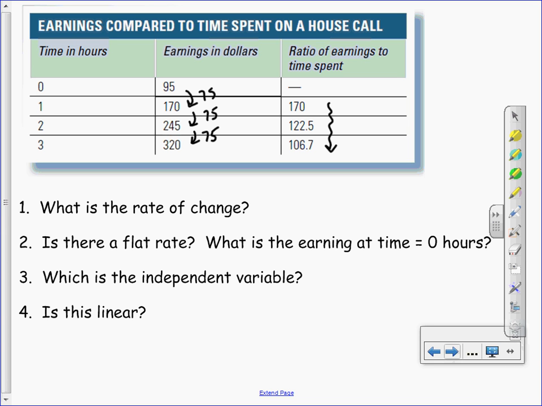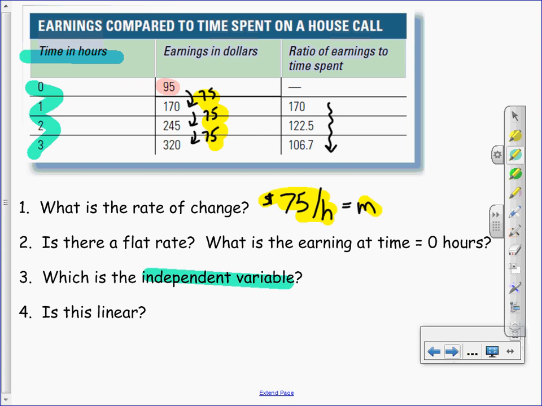So what is the rate of change? In this case, that is the $75 per hour, which is the same thing as your slope. So that rate of change is the slope value. The flat rate is talking about the original amount, which is the $95. The independent variable is the one that determines the earnings, which in this case would be our time. Our time determines the earnings, so that would be the independent, which makes the earnings the dependent. Is this linear? Yes, it is.